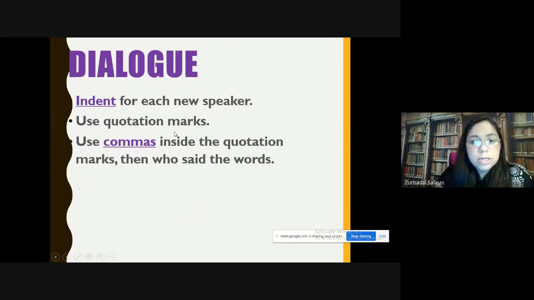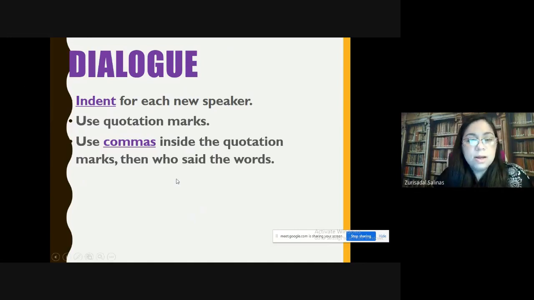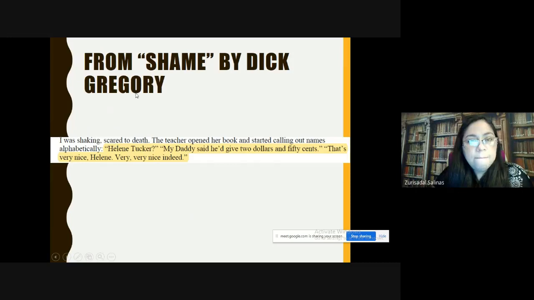You can set it off by using quotation marks to indicate this is what the character said, and this is where he ended what he said. And then use commas inside the quotations to indicate who said what. Sometimes you'll say, Mark said, or Miss Alina said, okay? And then you'll have those commas. So it looks something like this. Here, Shane, this is the text that we read for homework by Dick Gregory. He drops that. He said, she said, okay? But I'll show you why in just a minute.